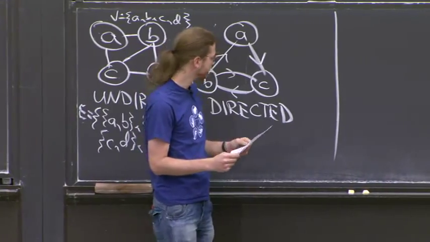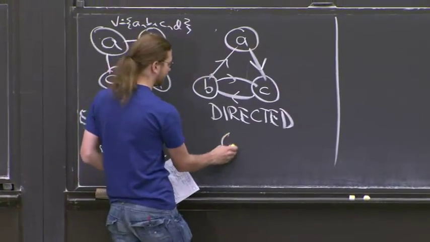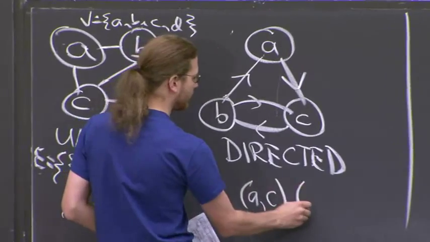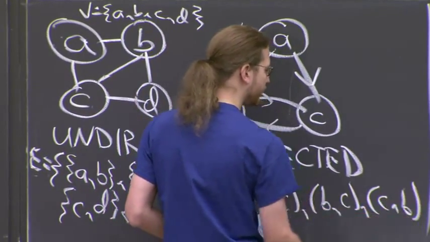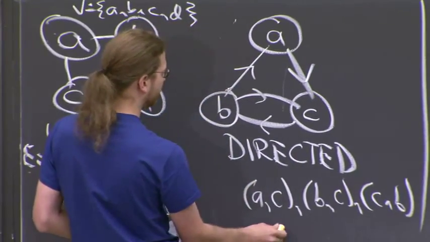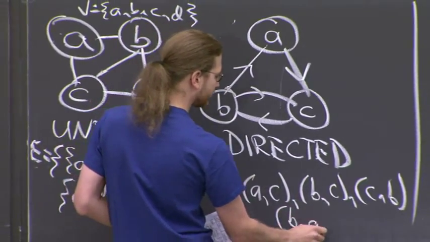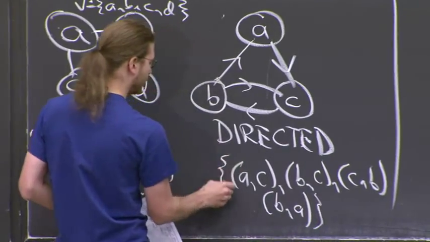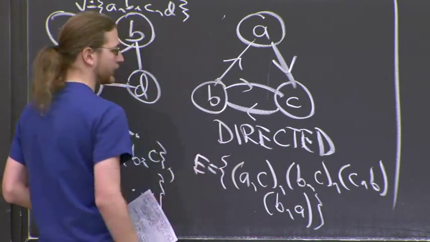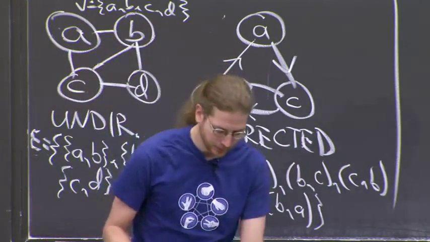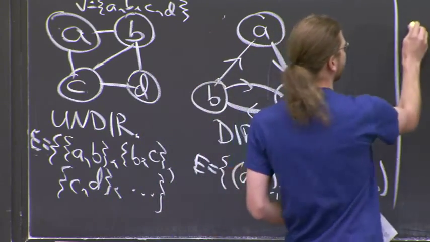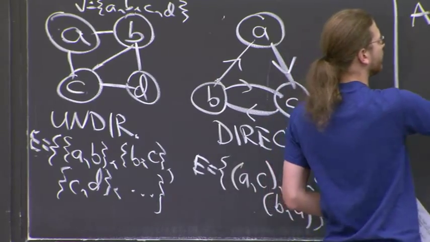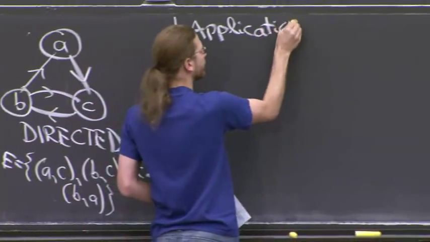Cool. Okay, over here you've got things like AC, BC, and CB, so you can have edges in both directions. What am I missing? BA. So that's E in that case. There are a whole lot of applications of graph search. I'll make you a little list, talk about a few of them.